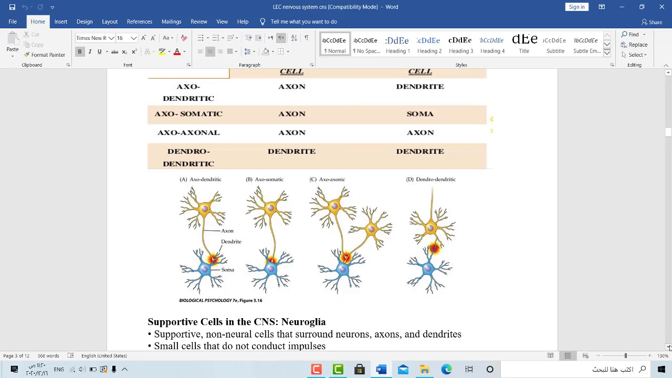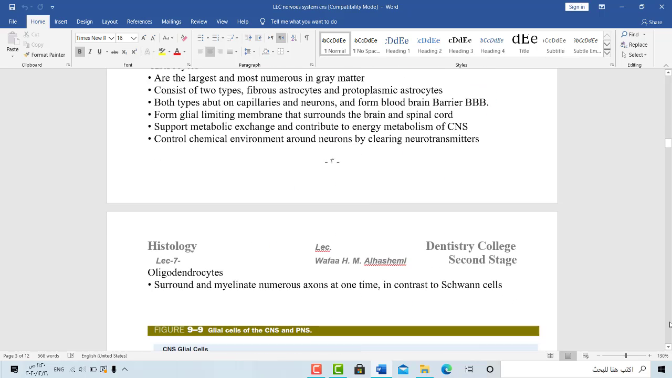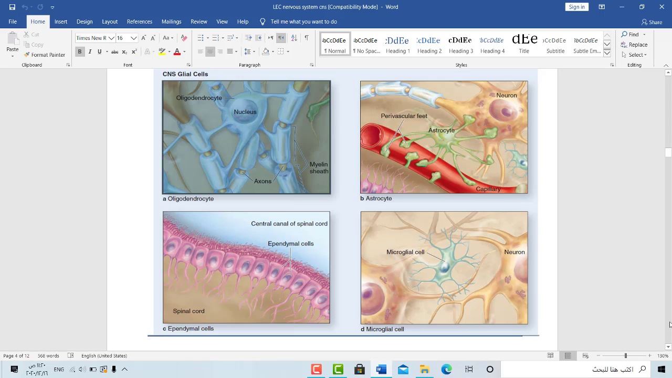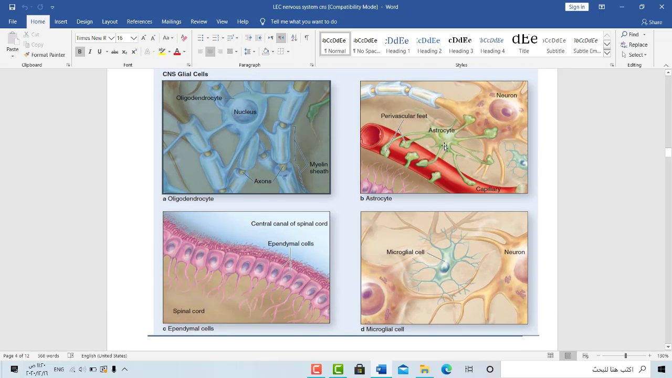Neuroglial cells are the supporting cells in the CNS. Supporting cells in the CNS have many types: the astrocyte, oligodendrocyte, ependymal cell, and microglial cell. I am beginning with the astrocyte.